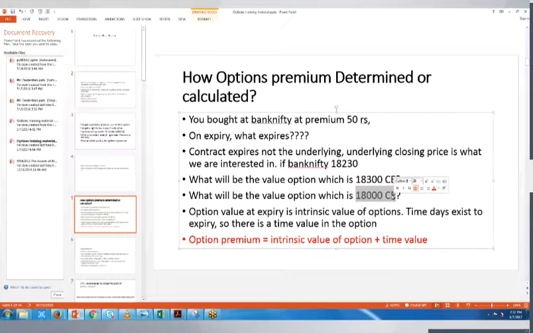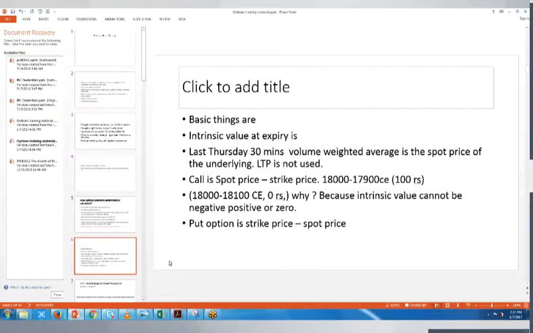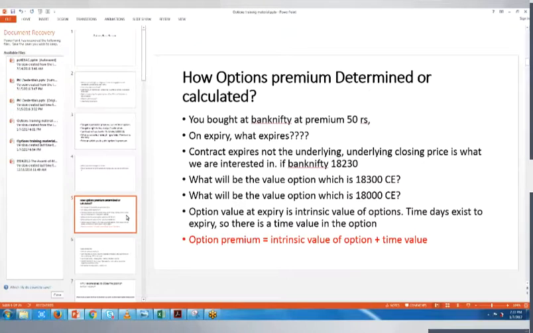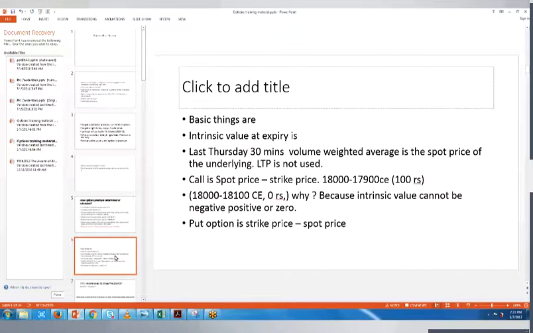In the option premium, what we have is the intrinsic value of the option and the time value of the option, at any given time from the day you buy until expiry. On the expiry day, the time value becomes 0. Got it? Okay, so the intrinsic value at expiry, as we just explained, is the spot price minus the strike price. And how is the spot price calculated?